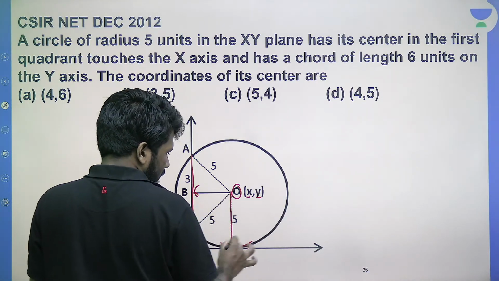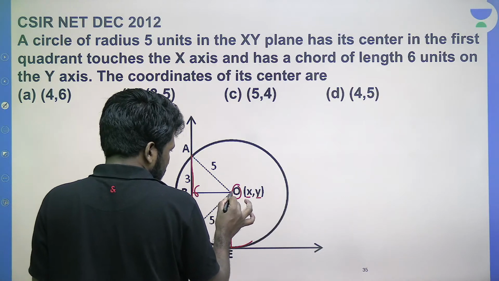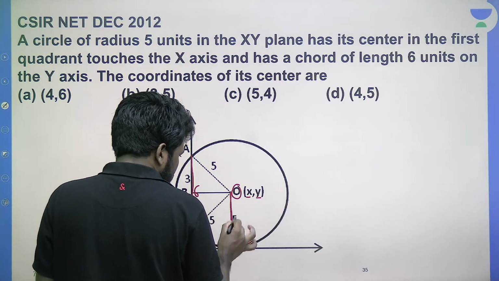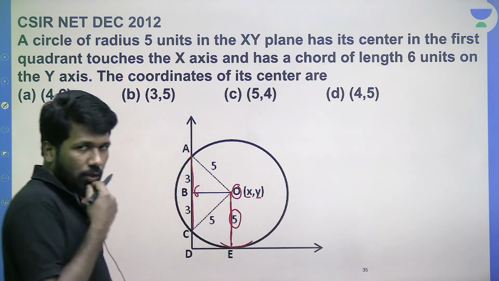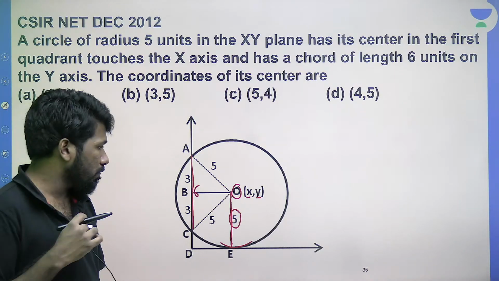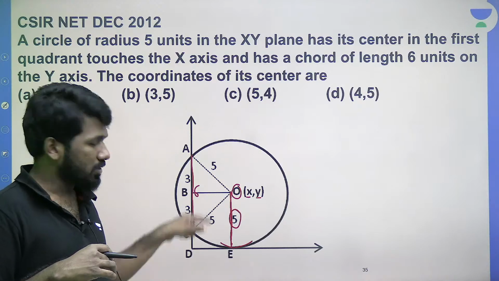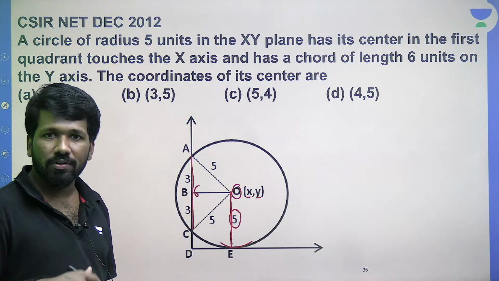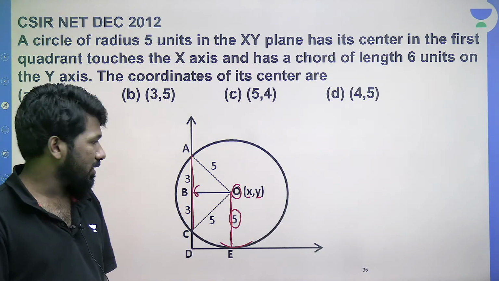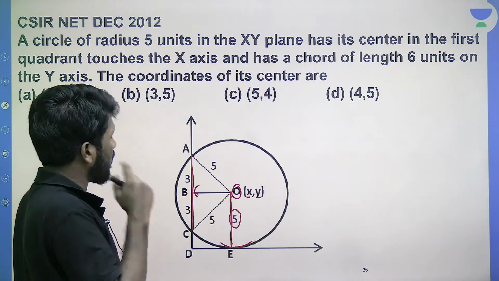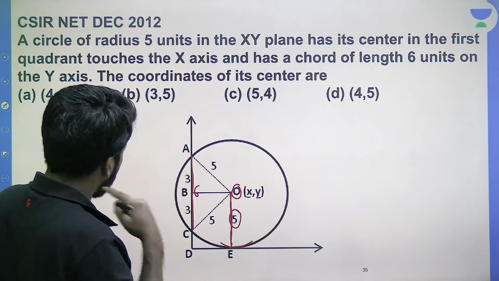This circumference is on the x-axis. That means the vertical distance is 5 units, we can say. Did you all understand why the vertical distance is 5 units? Because it is touching the x-axis. So the center to x-axis distance is 5 units, meaning vertically it is separated by 5 units. Did you all understand that? How is it 5 units?